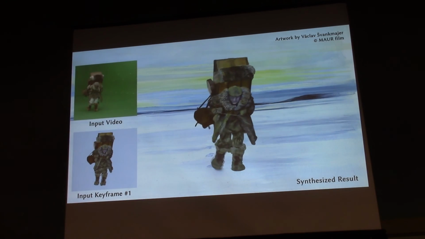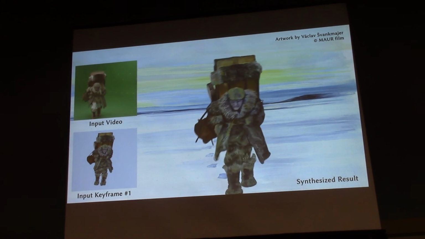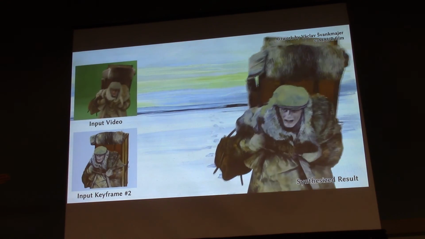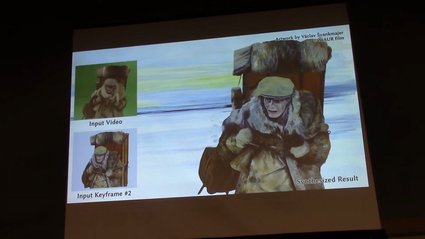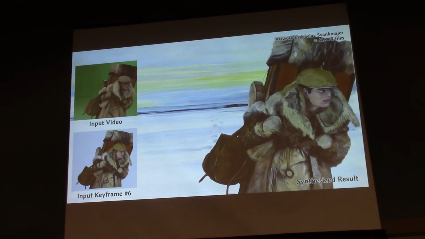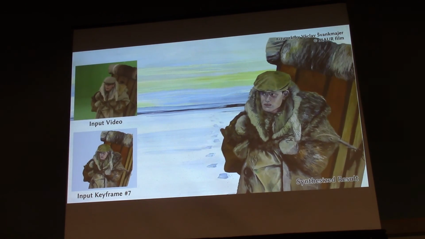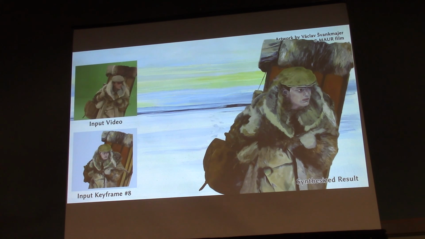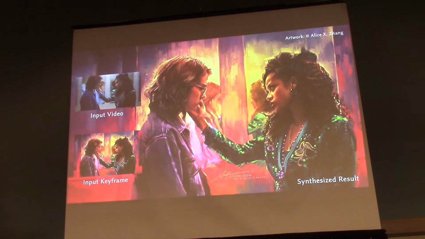I'll just show you some final results. Here is a longer sequence where the user starts with one keyframe, and then you propagate the style onto the entire shot. At some point, the result starts to deteriorate. You start to get artifacts, especially when the subject moves a lot or the pose changes. At that point, the user decides, okay, I need to fix this, and we produce another keyframe, and then another one, and another one. In this case, we had 8 for this sequence. Here are a few more results.